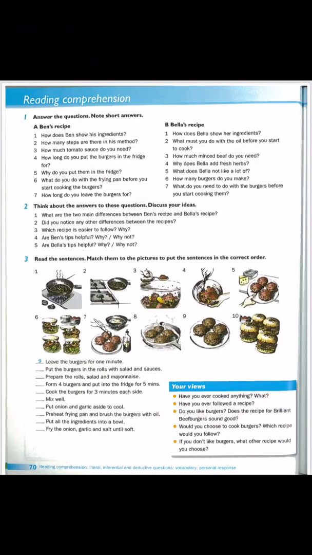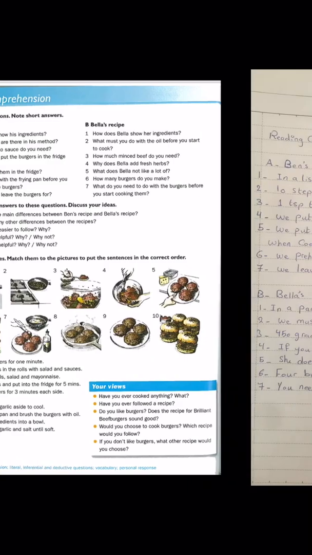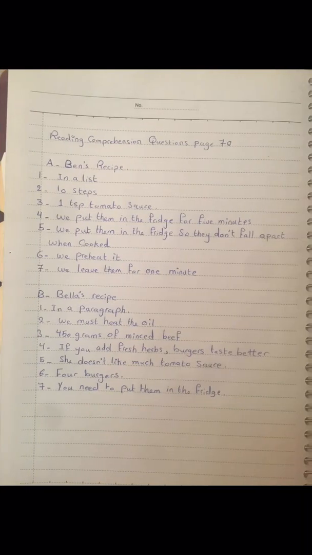طيب في عندي what do you need to do with the burgers before you start cooking them? You need to put them in the fridge, so they do not fall apart. Then why do we put them in the fridge? Because they don't fall apart if you put them in the fridge.